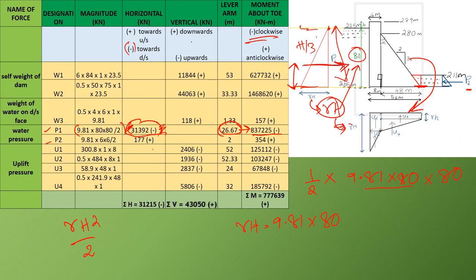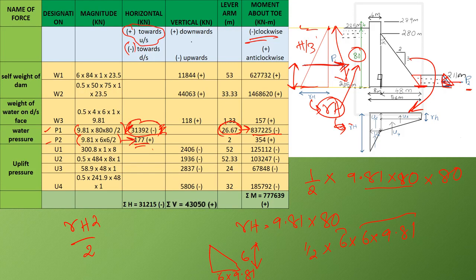And then we have the tailwater pressure, so this small triangle. We need to find the area of the small triangle. The height is 6 meters and the base width is 6 into 9.81. So the area is half into 6 into 6 into 9.81, where this is the height and this is the base width. That is written here, 9.81 into 6 into 6 by 2, which you will get as 177, and it is acting in the upstream direction. Upstream direction is taken as positive, so 177 is written as positive.